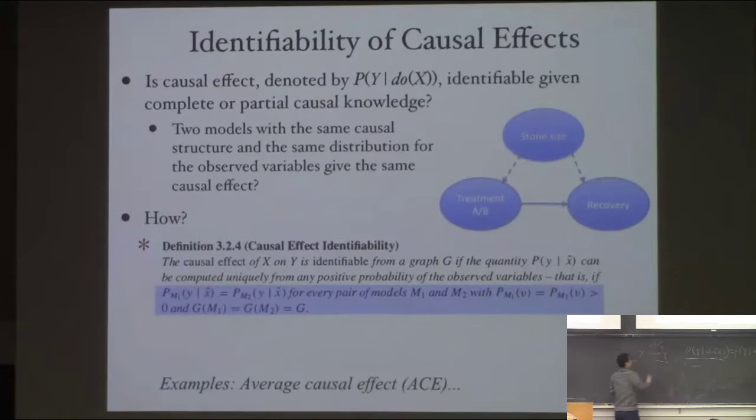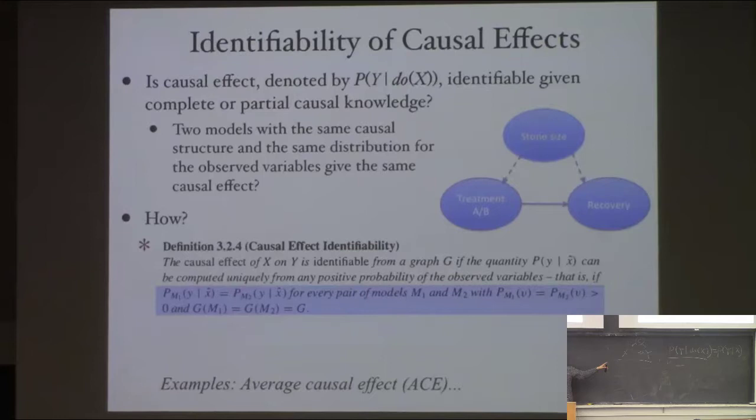We have a direct common cause C, and C is not observable, meaning that we don't have values for C. We only observe values for X, Y, treatment and recovery. In this case, is the causal effect identifiable? Yes or no? Remember the Simpson's paradox, right? We have a confounder over here.